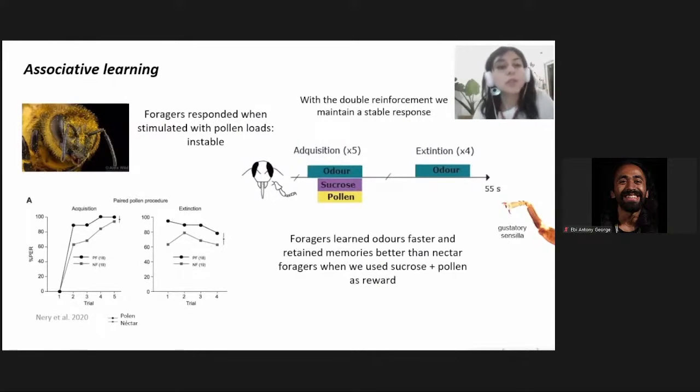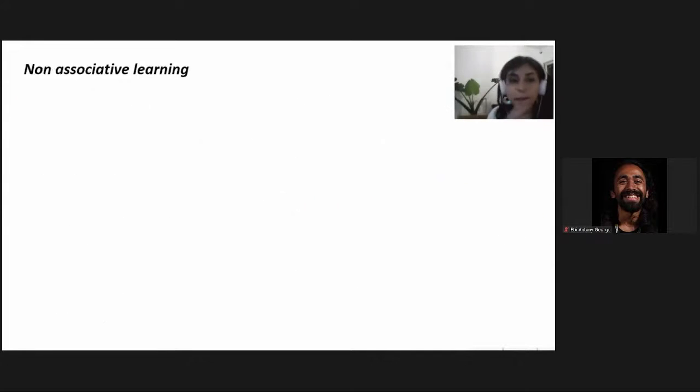Using this protocol, we showed that pollen foragers learned odors faster and retained memories better than nectar foragers when we used sucrose paired with pollen as reward, suggesting that both groups of foragers perceive pollen-related cues differently. Nevertheless, we know very little about the possible differences in the responses of foragers when they learn in a non-associative way.